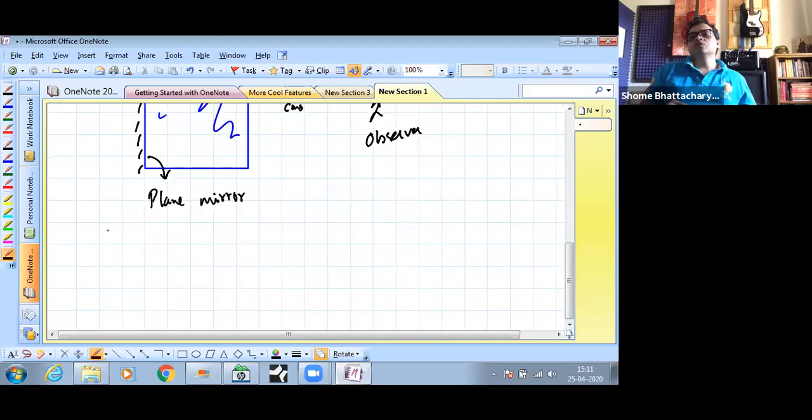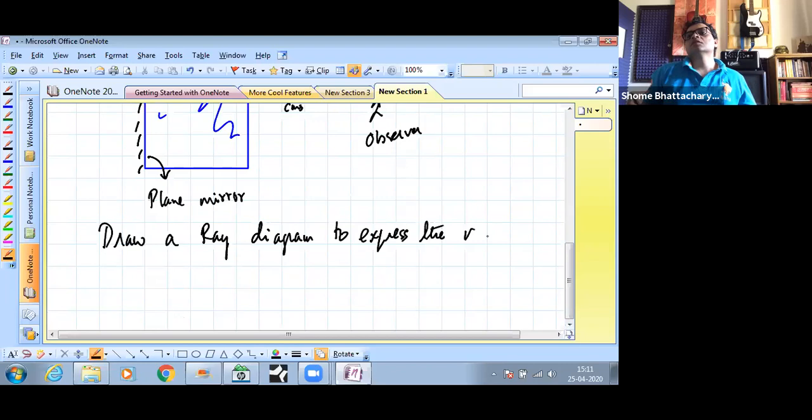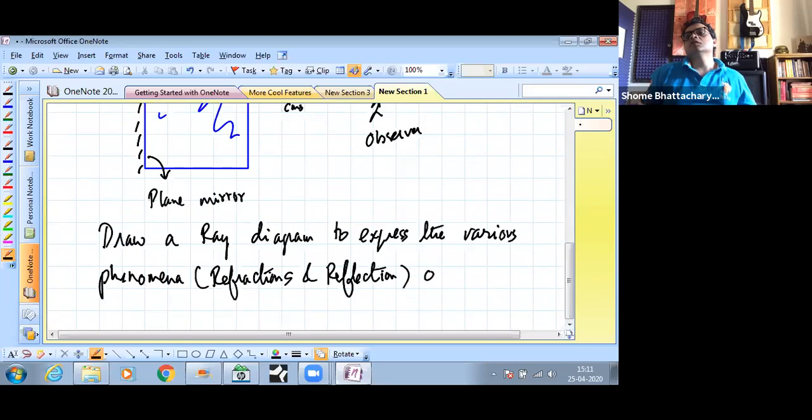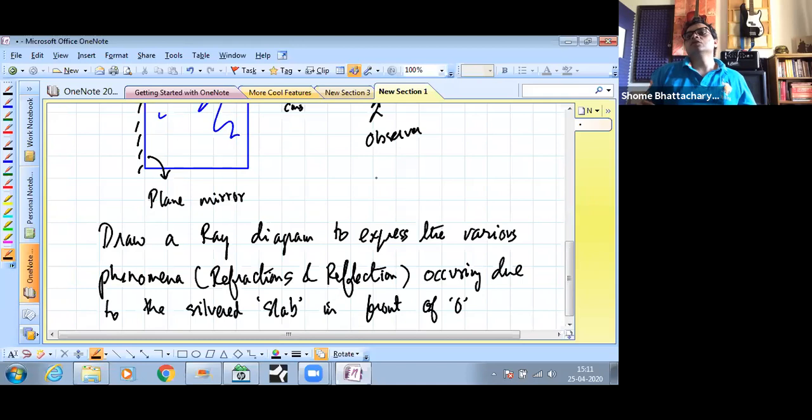So what we have to do now is, first of all, draw a ray diagram to express the various phenomena, that is refraction and reflection, occurring due to the silvered slab in front of the object. Okay. So O is a point object.